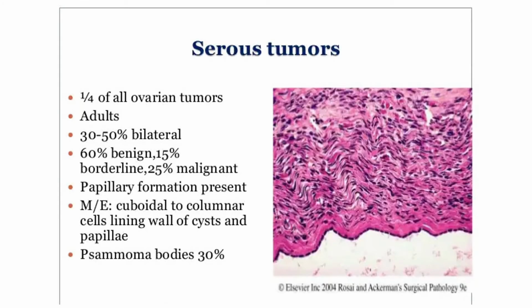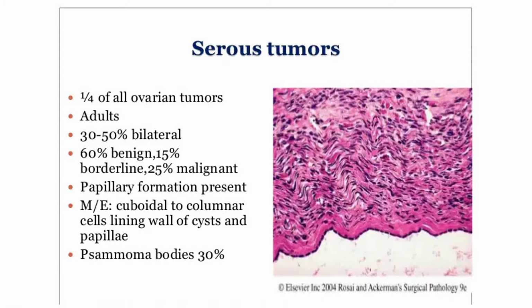Here we see the histopathology of the serous tumor. It is one fourth of all ovarian tumors. It means it is mainly one fourth of all the tumors found. It is mainly found in adults, and it is bilateral in 30 to 50%. Bilateral means it is found in both ovaries.